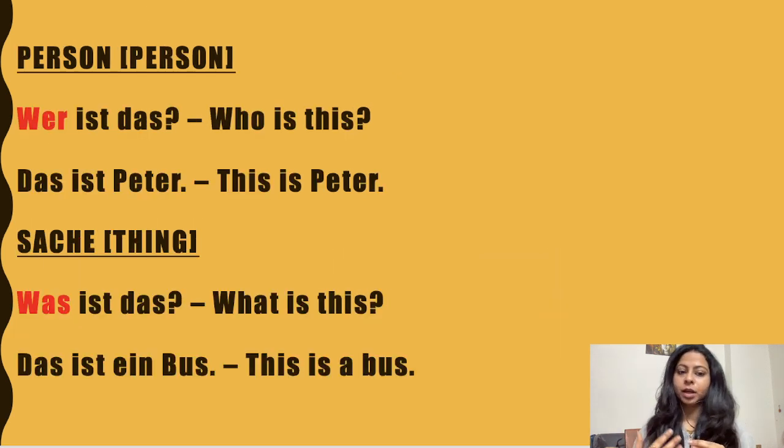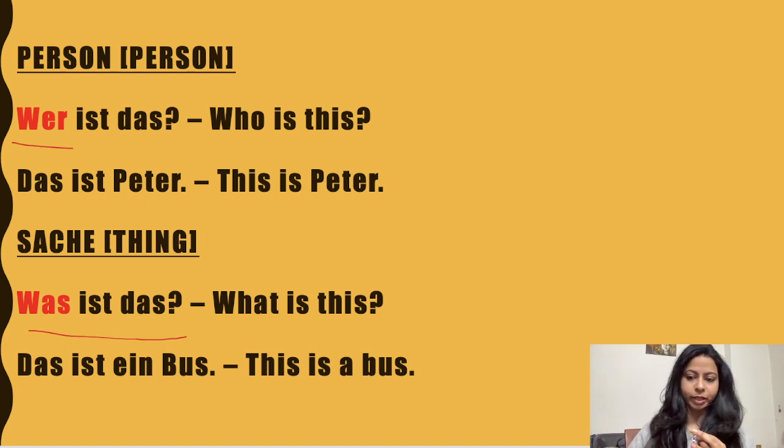Now, in the case of a person, your question is formulated with wer. Wer ist das? Who is this? Das ist Peter. This is Peter. For a person, the question is formulated with wer, W-E-R, and the answer is Peter. Das ist Peter. And when we are talking about a thing, Sache, the question will be was. Was ist das? What is this? And the answer is, for example, das ist ein Bus. So a bus is a thing, right? So basically the questions wer and was help you to identify the nominative. Okay.